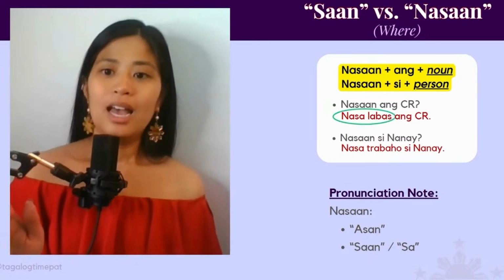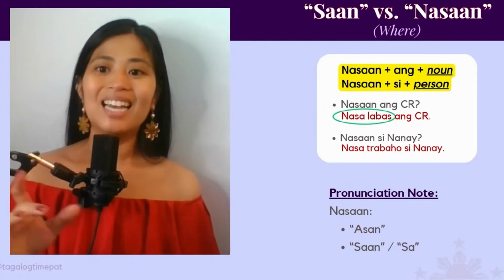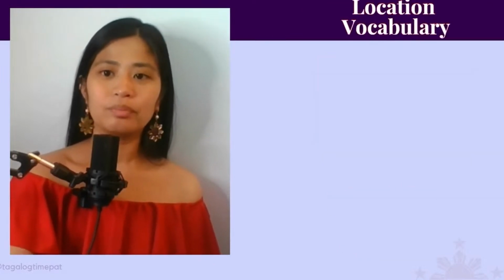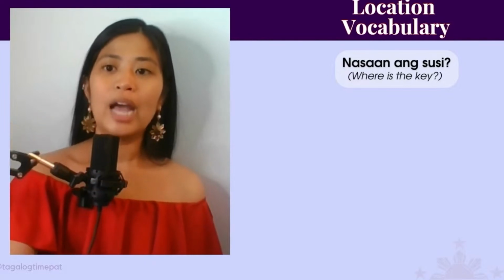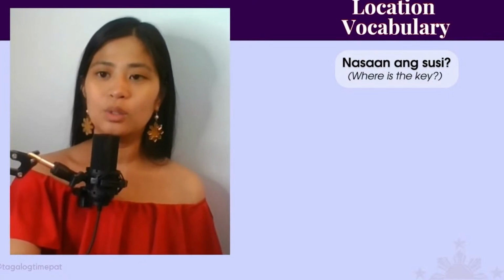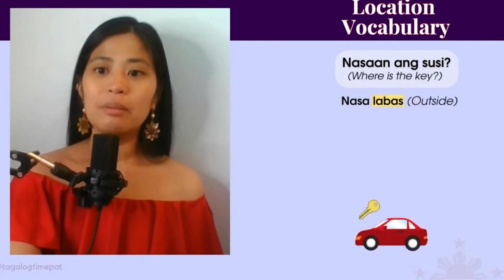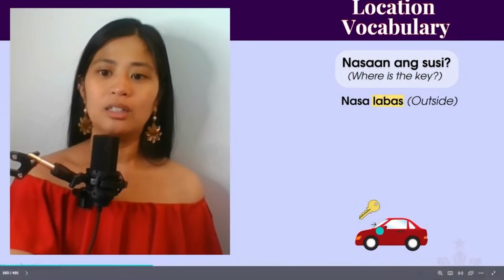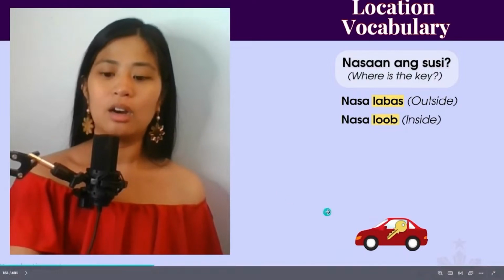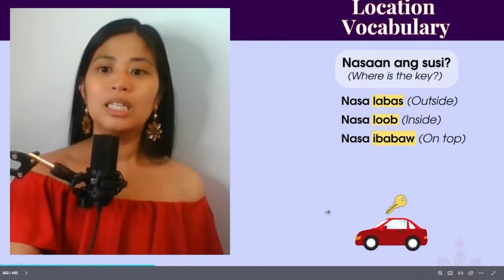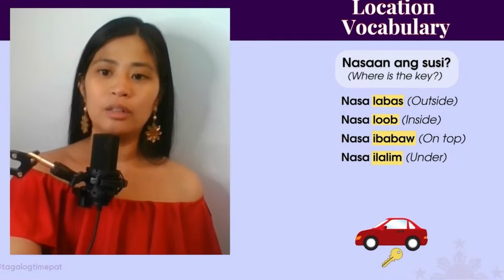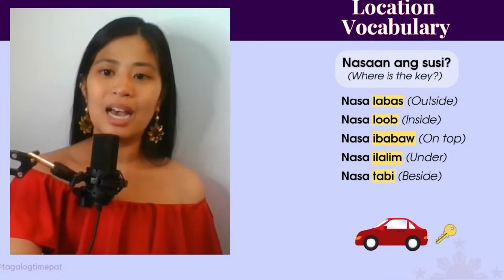Okay? Now let's take a look at this response. Nasa labas. Nasa labas ang CR. The bathroom is outside. These are the location vocabulary. So let's take the question, nasaan ang susi? Where is the key? Susi is key. Nasa labas, it's outside of the car. Or nasa loob, it's inside the car. Nasa loob ng kotse. Nasa ibabaw, it's on top. Nasa ilalim, it's under. Nasa tabi, it's beside.